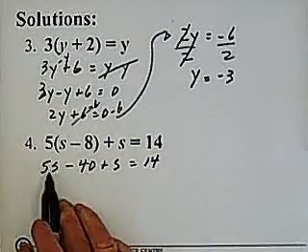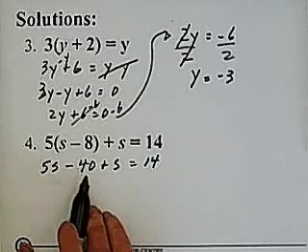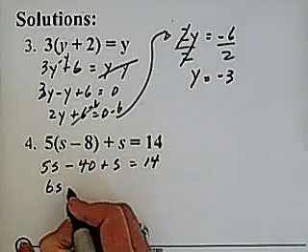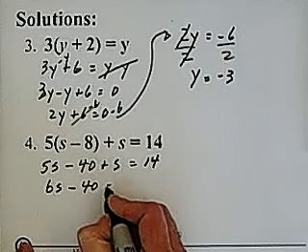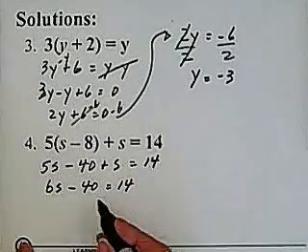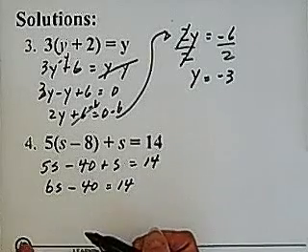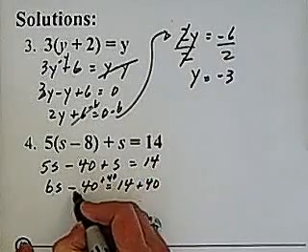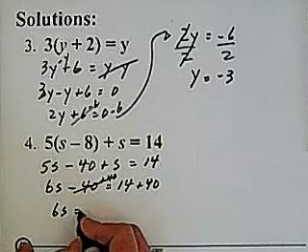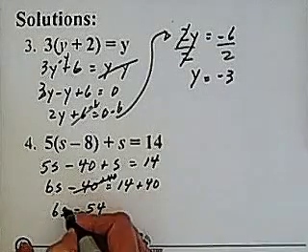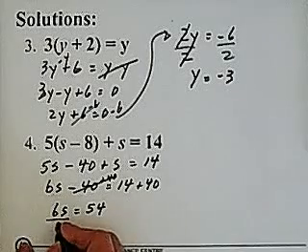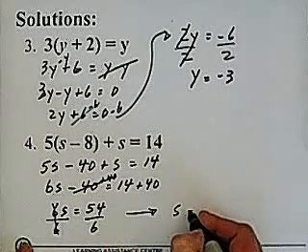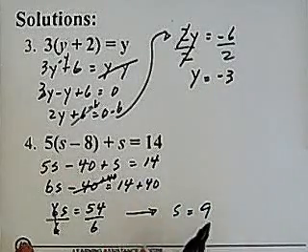Now here I'm going to combine my s's. I have 5s here, and I have 1s here. So that gives me 6s. 6s minus 40 equals 14. Now I need to move my minus 40, so I'm going to add 40 to the left-hand side, and I'll add 40 to the right-hand side. These two cancel, and I'm left with 6s equals 54. Still trying to get s by itself, I divide the left side by 6, divide the right side by 6, these two cancel, and I'm left with s equals 9. And if you plug that back into the equation, it will work out.